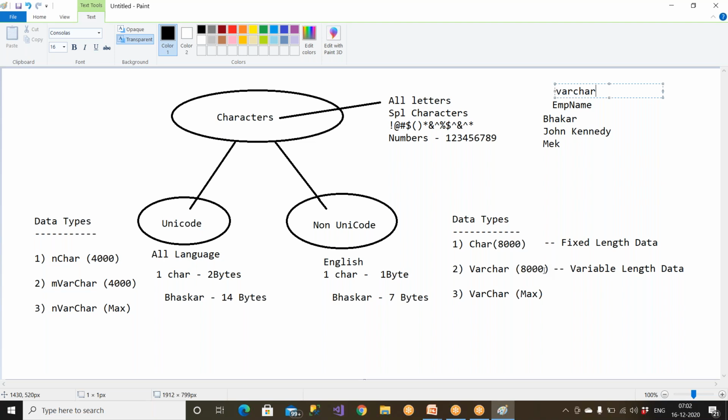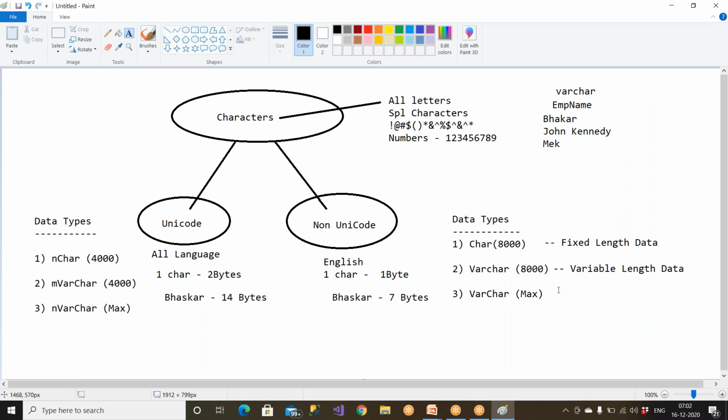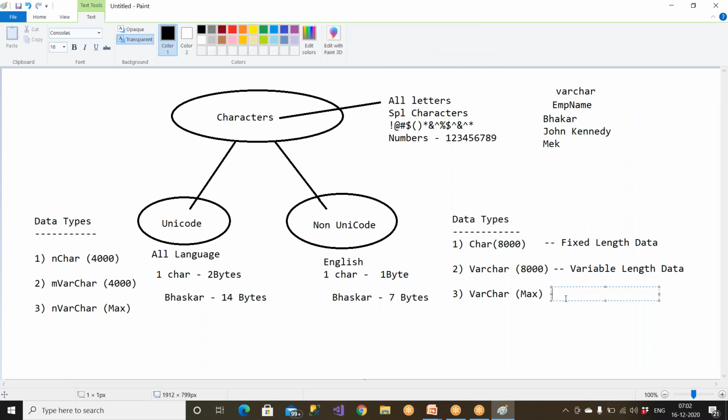Clear? So you can store data not more than 8 kilobytes. However, sometimes the data may come with more than 8,000. That is where varchar(max) comes in. Up to max does not mean unlimited data. There is a limitation of up to 2 GB of data.